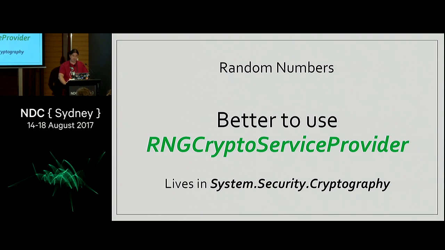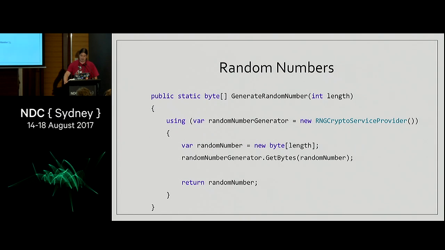This is very easy to use, and this will be a common theme. All of the things we're looking at are actually very easy to use. They're just not very obvious in the documentation from Microsoft. To generate a random number, we've got a small method here. We pass in what length we want. Typically, we might want a 32-byte random number, which is 256 bits, a very common key length to use these days.